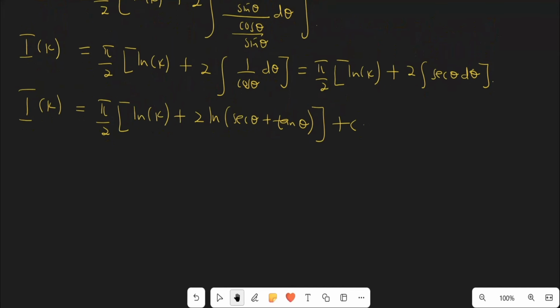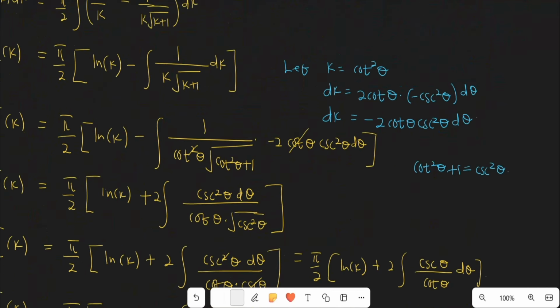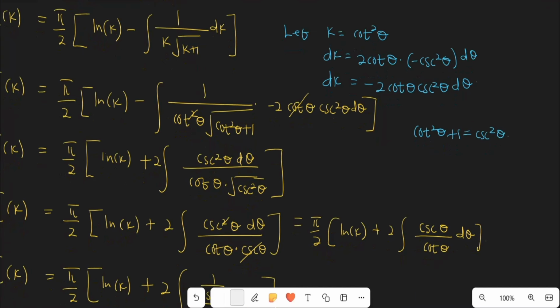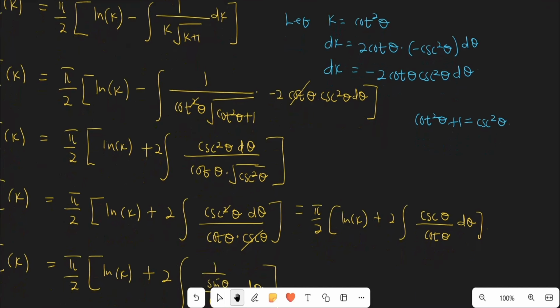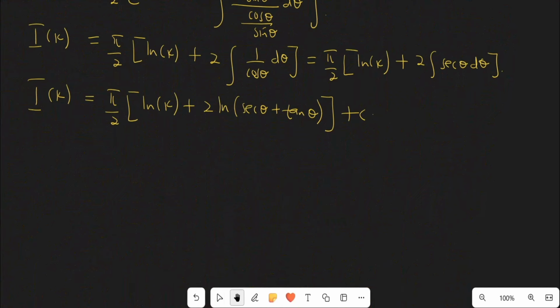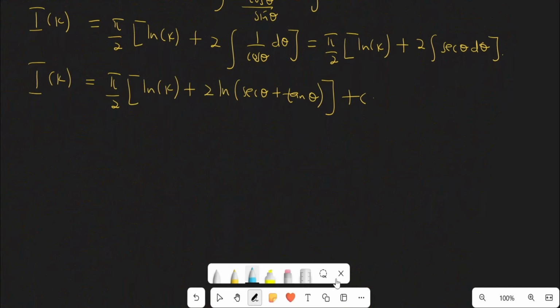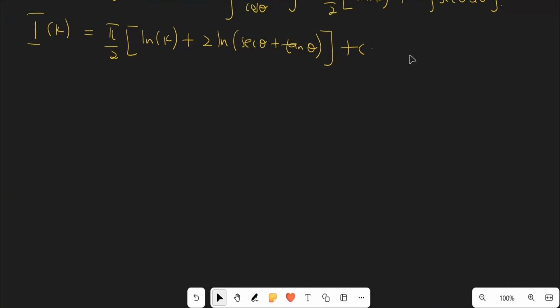Alright, so now let's move back into the k world. So initially we know that k is equal to the cotangent square of theta, right? So let's go back to our substitution. So we know that k is the cotangent square of theta, right? So that implies that the square root of k is equal to the cotangent of theta, right? So that is the same as the square root of k over 1, like this. And now we have this.